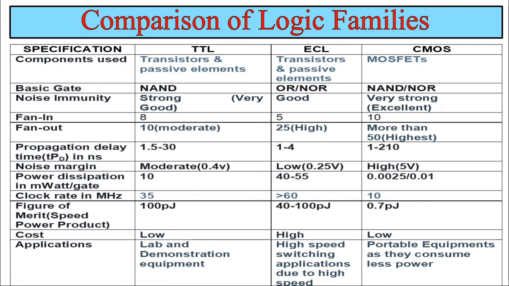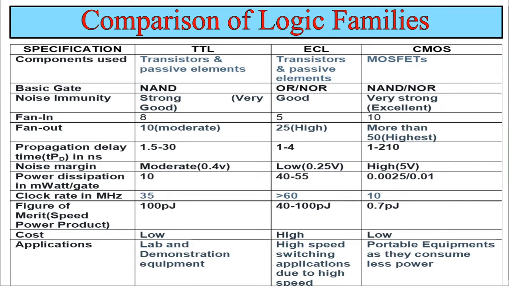Then power dissipation in milliwatt per gate in case of TTL is about 10 milliwatt per gate. In case of ECL it is 40 to 55 milliwatt per gate, and in case of CMOS it is nearly equal to 0.0025 to 0.01 milliwatt per gate. Then clock rate in megahertz. In case of TTL is 35 megahertz. In ECL greater than 60 megahertz, and in CMOS it is equal to 10 megahertz.